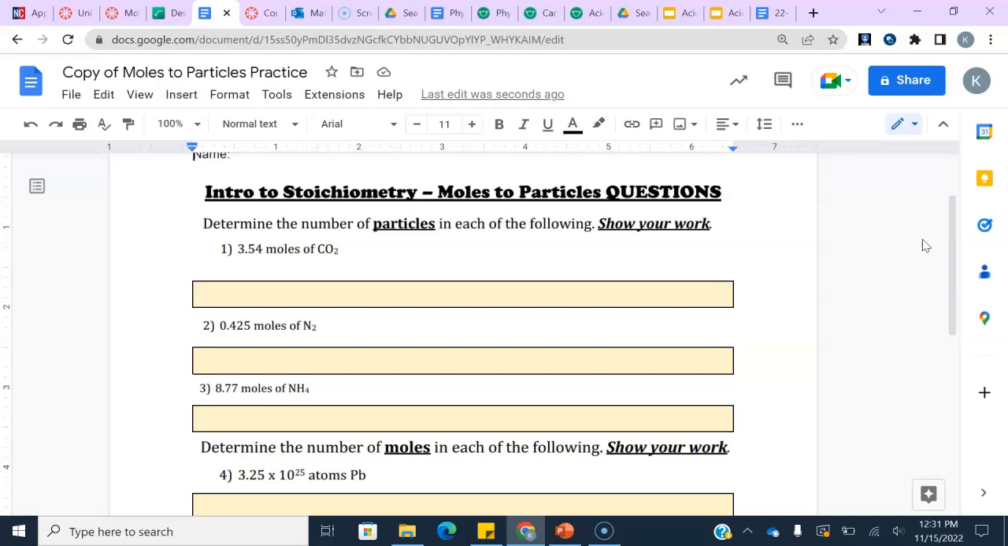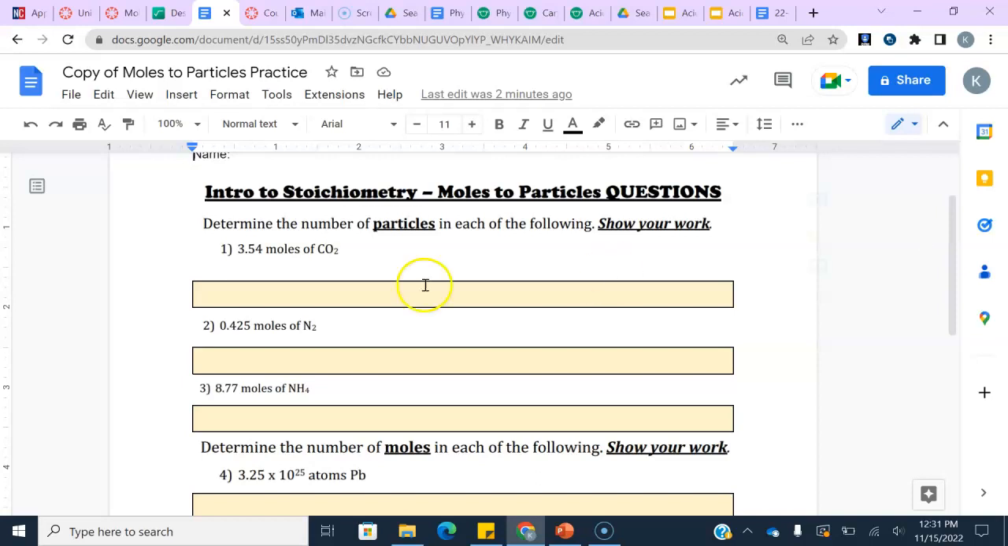Okay, so for the first part, we're determining the number of particles in each of the following. So we're going from moles to particles. And for these examples, the conversion factor we're using here is always going to be Avogadro's number. So our conversion factor will always be 1 mole is equal to 6.022 times 10 to the 23rd. So this is going to be the setup that we're going to use. We're going to use those steps that we just went over in your slideshow for today.